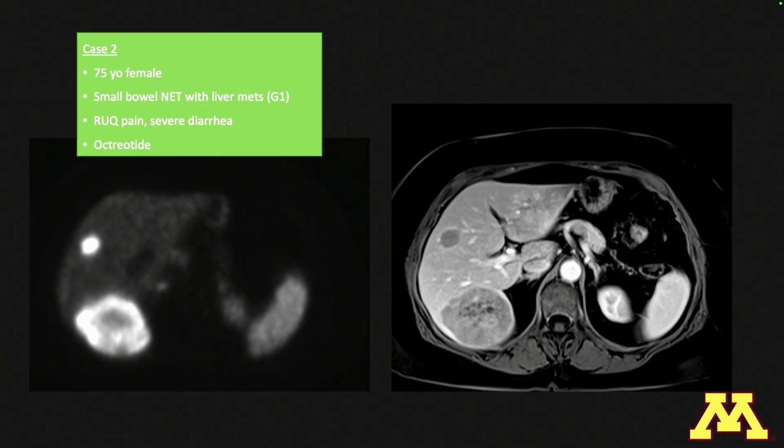This is another patient, a 75-year-old female patient who had a neuroendocrine tumor of the small bowel, and they had liver metastasis, and it was grade 1. And they had symptoms from, as you can see, the large size of this tumor, which is pushing on the liver capsule, which is the lining of the liver. And they have another tumor here. And this is the radionuclide scan, which shows uptake in both of these tumors. And they had symptoms despite being on octreotide treatment.